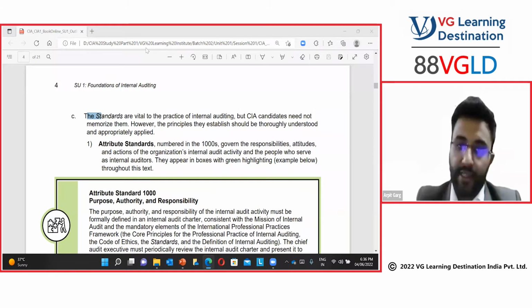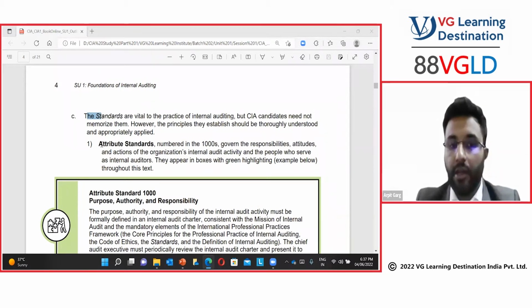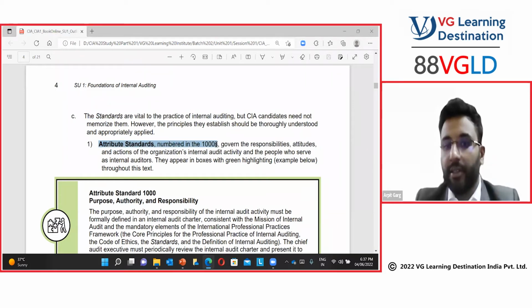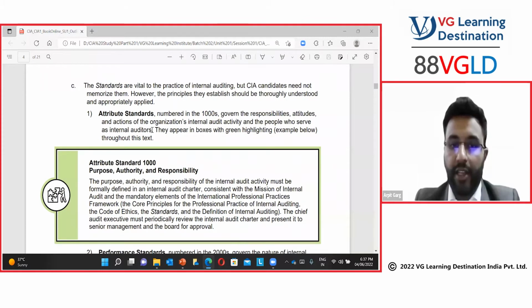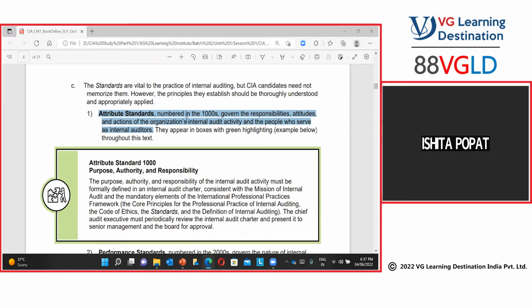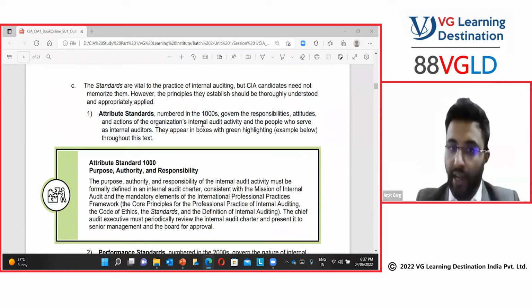All right, so attribute standards. Let's try and cover attribute standards now. As I said, attribute standards, the number series is numbered in the thousands. Can you all read this together? We have already covered this. Attribute standards, numbered in the thousands, govern the responsibilities, attitudes, and actions of the organization's internal audit activity and the people who serve as internal auditors. These are us, the individual internal auditors, right?